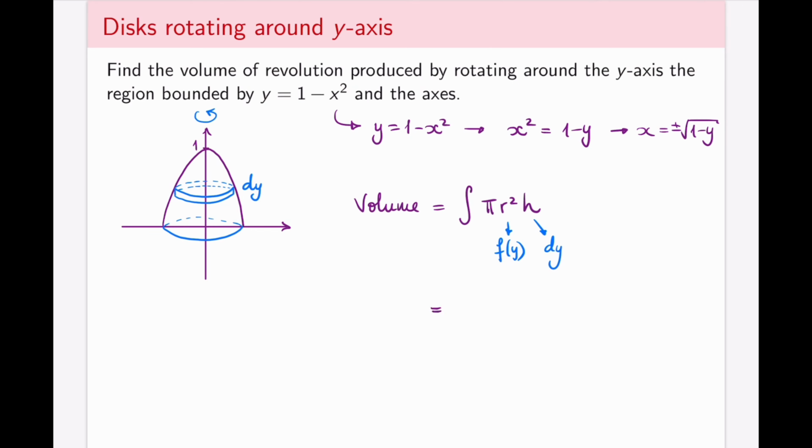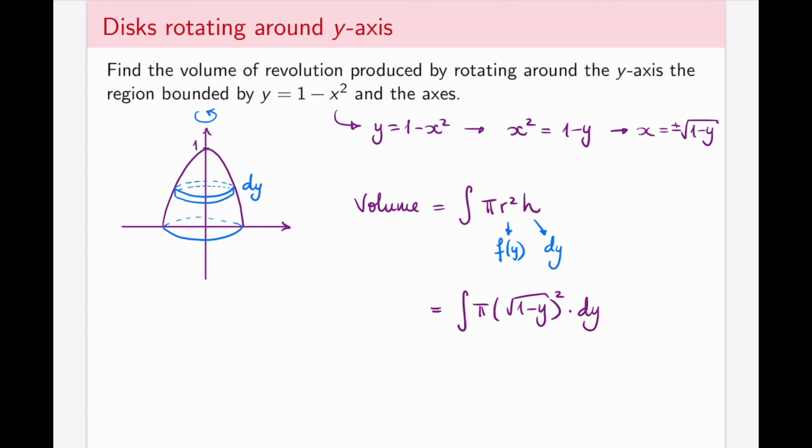So let's see, what do I have in terms of my integral then? I have pi, my function, this guy, squared. So pi, my function, the square root of 1 minus y squared, squared, times the height of my disk, which is dy.